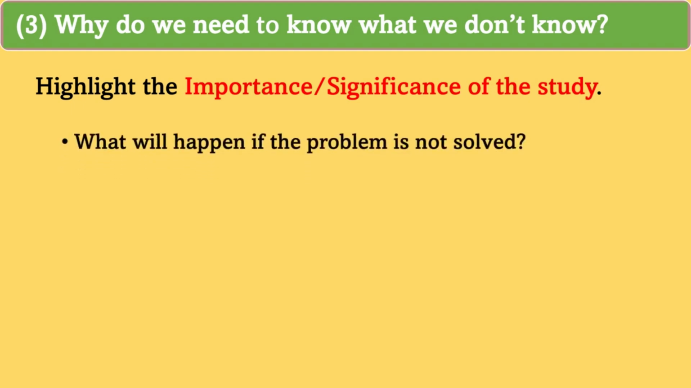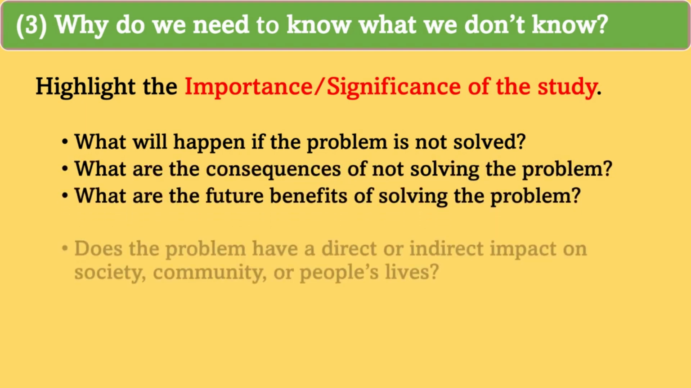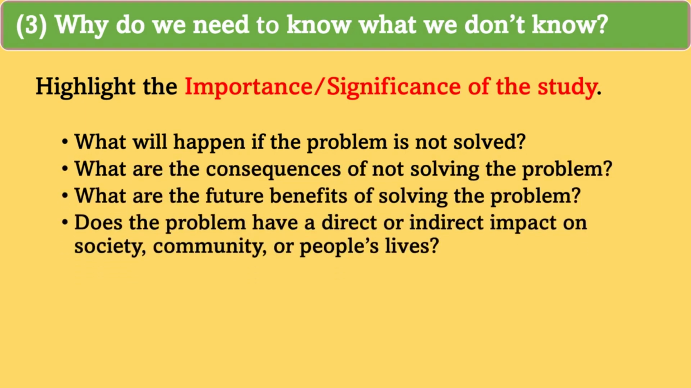What will happen if the problem is not solved? What are the consequences of not solving the problem? What are the future benefits of solving the problem? Does the problem have a direct or indirect impact on society, community, or people's lives? These are helpful questions that you should ask yourself to be able to write this part of the problem statement. Depending on the format that you are following, you may combine this part with other parts of the problem statement.